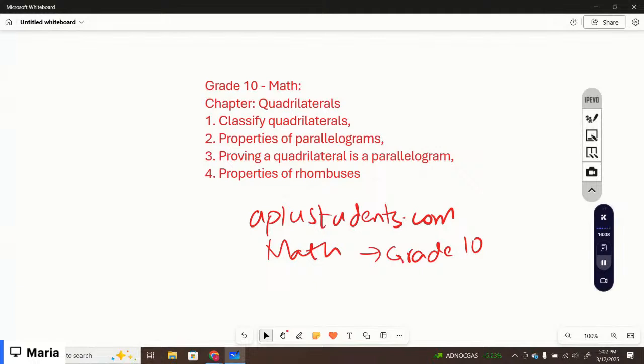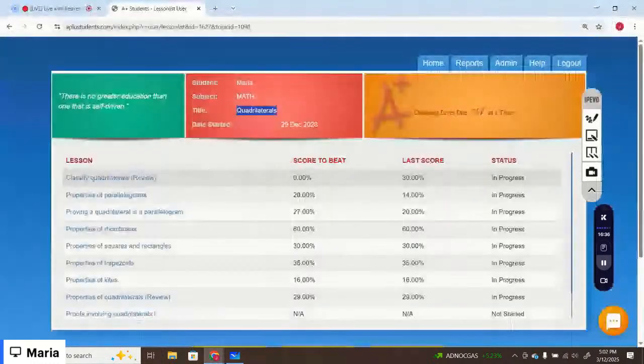We are going to start with the chapter Quadrilaterals. The lessons we are going to cover today are classify quadrilaterals, properties of parallelograms, proving a quadrilateral is a parallelogram, properties of rhombuses. Please make sure you have your notebook and pencil so that you can note down the important examples and definitions as well. So, on grade 10 math, the chapter we are on right now is quadrilaterals. Let's start with the first lesson, that is classify quadrilaterals.